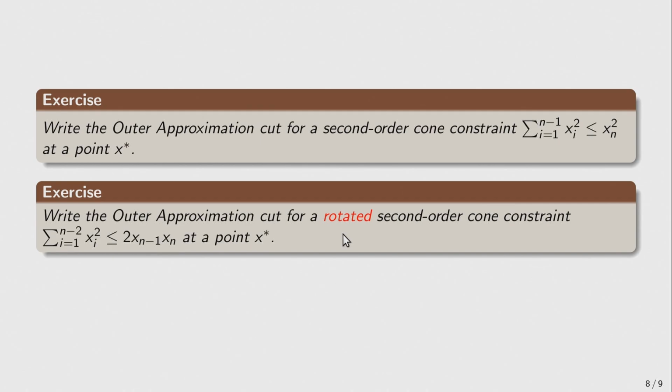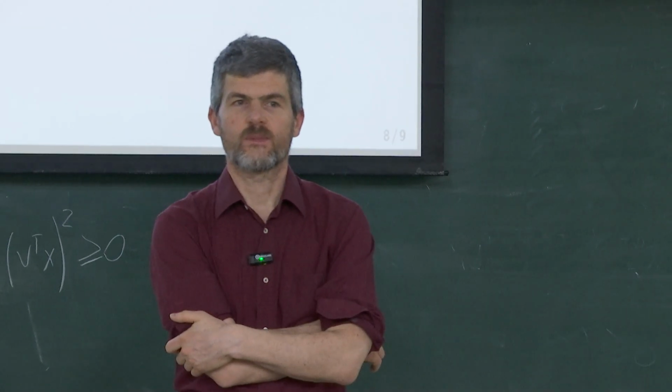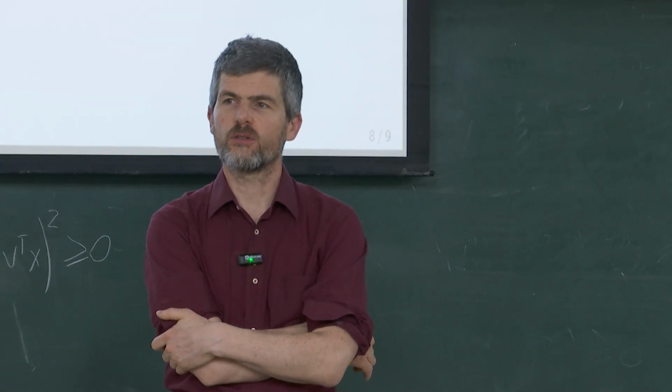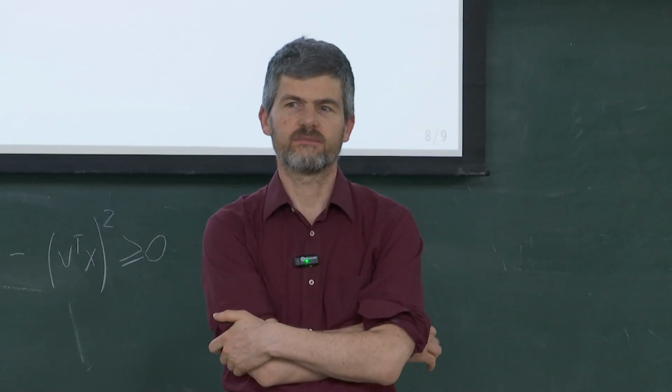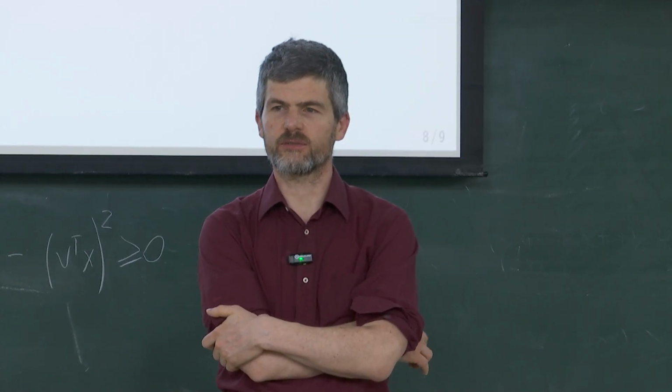So how do you write the outer approximation cut for a second order cone constraint and a rotated second order cone? The first part is easy, I think. Are you going to just take the gradient of that? If yes, why? And if not, why not? So who of you converted the first non-rotated cone? And how did you rewrite it, if you did?